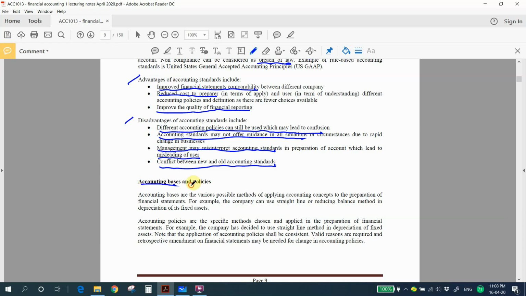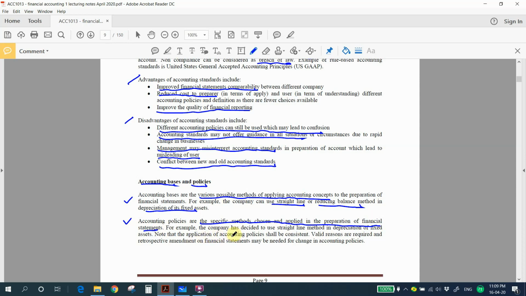Next, accounting base and accounting policy. So what is accounting base? Accounting bases are the various possible methods of applying accounting concepts to the preparation of financial statements. For example, the company can use the straight line method or the reducing balance method in the depreciation of its fixed asset. What is accounting policy? Accounting policies are the specific methods chosen and applied in the preparation of financial statements. For example, the company has decided to use the straight line method for its fixed asset.